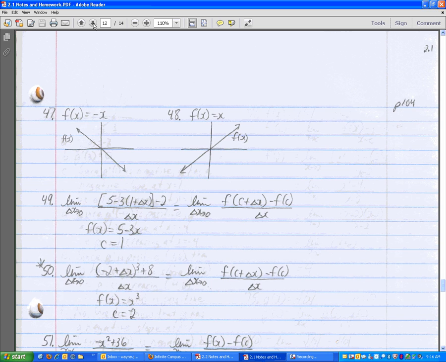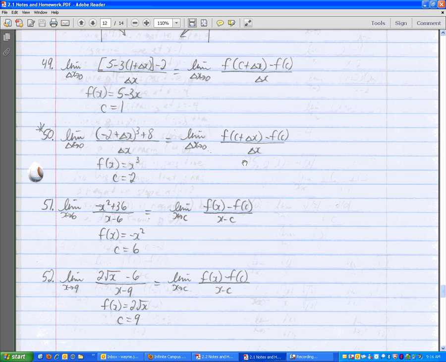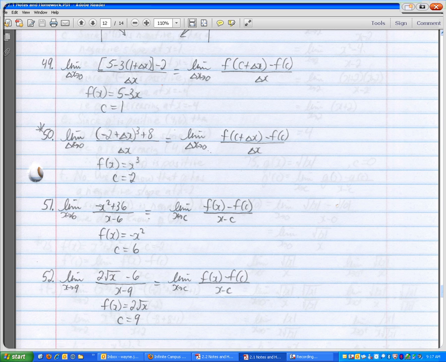49. And on 49, the directions say that the limit represents f prime of c for a function f and a number c. Find f and c. So what we're given is this. We're given as the problem the limit as delta x approaches 0 of 5 minus 3 times the quantity 1 plus delta x, and then close all that quantity up, minus 2 over delta x.